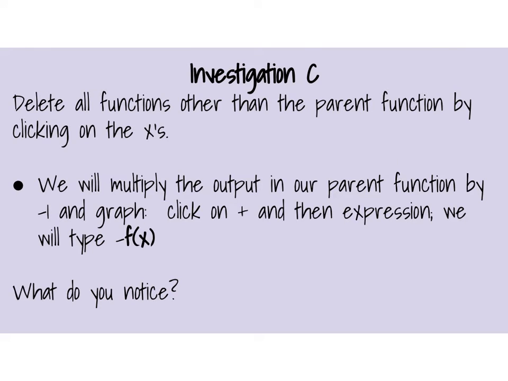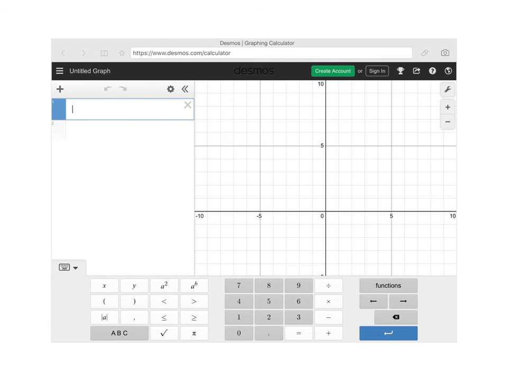Now we're going to multiply the output, multiply our function by -1. How do I know it's the output? Well, because it's on the outside of the parentheses. So let's go see what that will do.